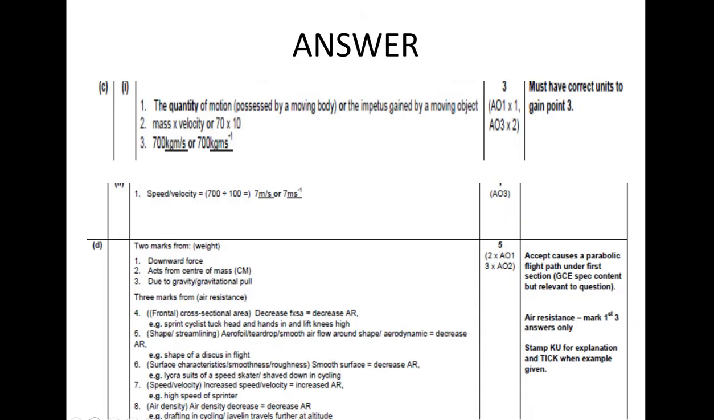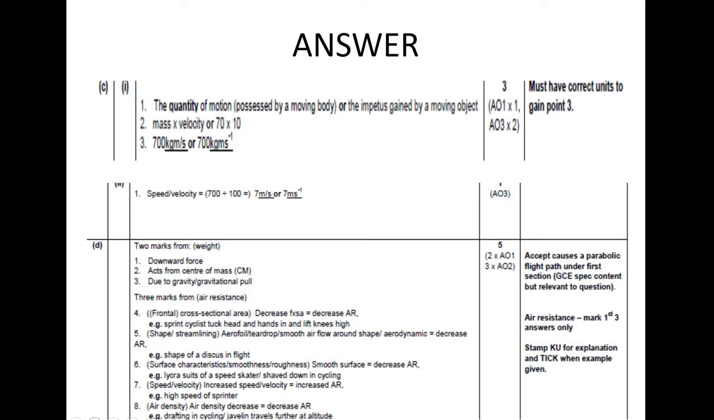The first part of the question is to define momentum. Now momentum is also known as speed. So the answer to the question is the quantity of motion possessed by a moving body or the impetus gained by a moving object. That will get you 1 mark for defining momentum. Now the other 2 marks: you get 1 mark for working out the correct calculation. Momentum or speed is also calculated by mass multiplied by velocity. So we're looking at 70 multiplied by 10. You'd get 1 mark for that.